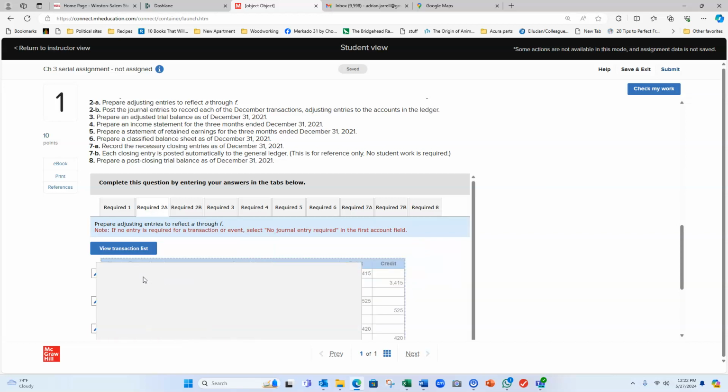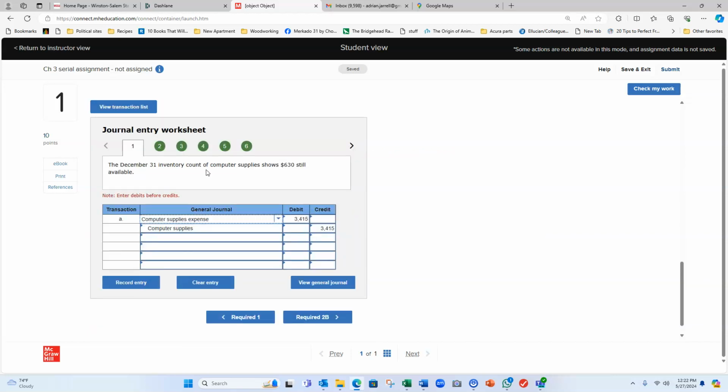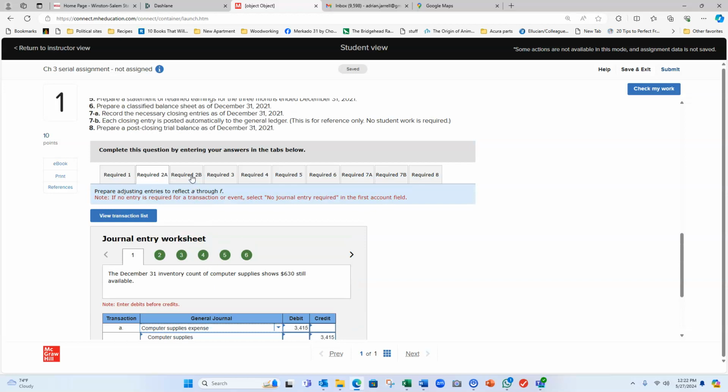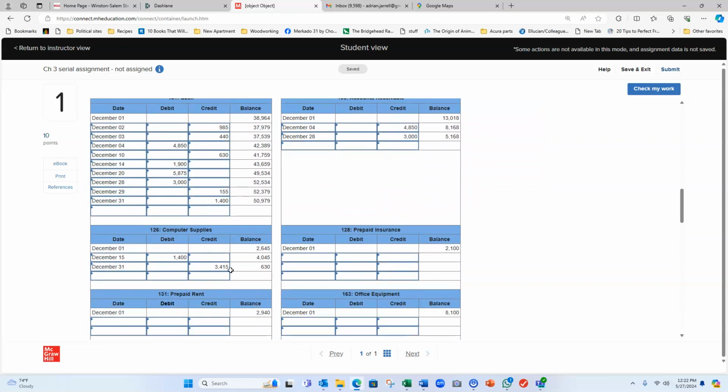If you look at this transaction, it says the inventory count shows that computer supplies of $630 are still on hand. And now my balance in the computer supplies account matches that. That's what we're trying to do. That's why we're doing adjusting entries. Okay, I'll stop and post the rest.